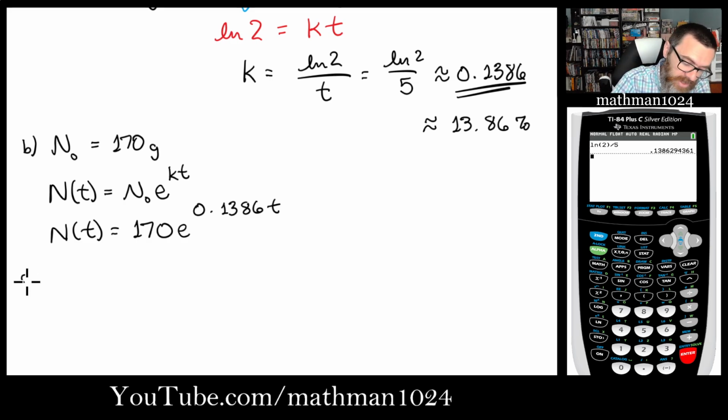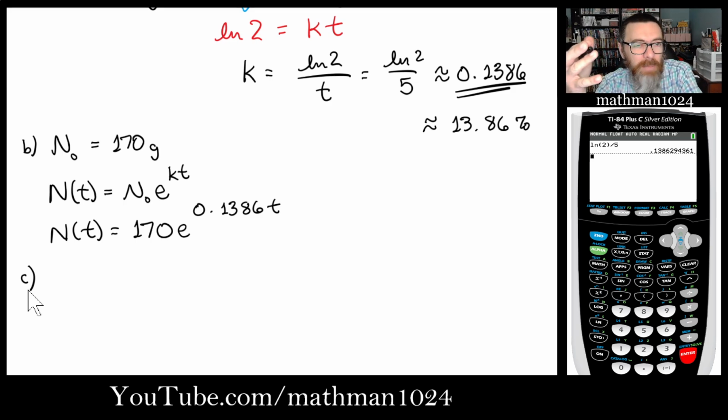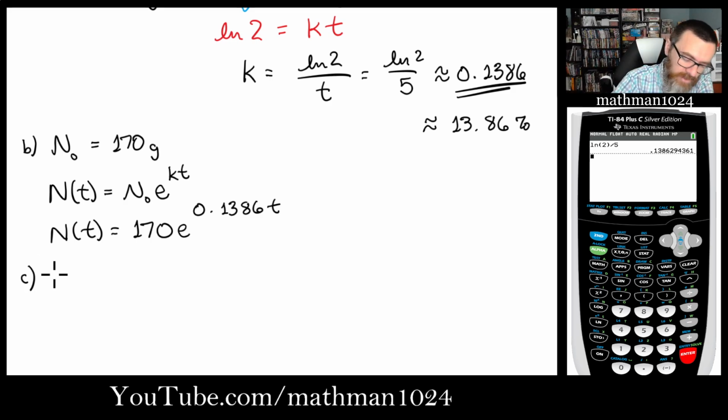The next part here says, what will be the mass in 9 days? Well, we know that it doubles in 5 days. So in 9 days, that's almost enough time for it to double twice, or to quadruple. So kind of keep that in your mind. If I were to quadruple 170, I would have 680. So my answer won't be quite that, but in the 600 range sounds about right. So this question is asking, what's the mass in 9 days?